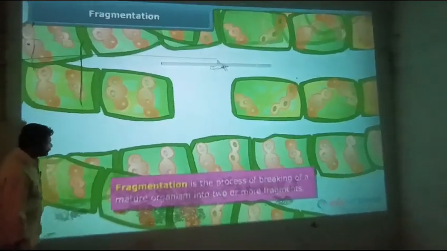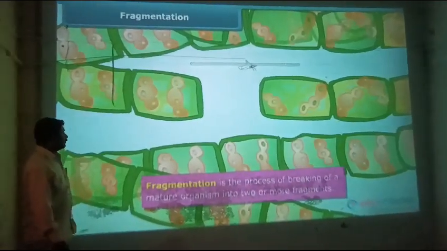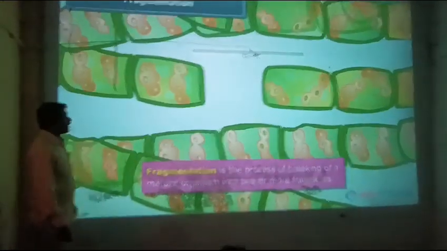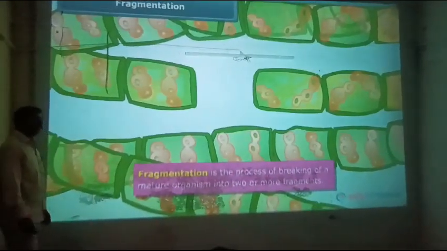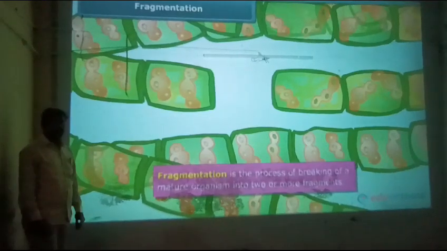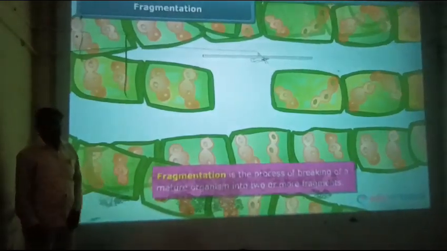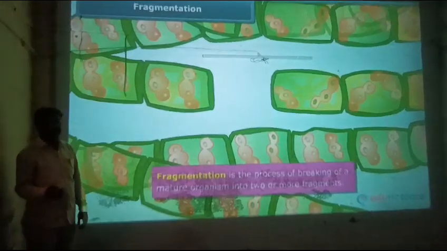Fragmentation is the process of breaking of a mature organism into 2 or more fragments. Each fragment divided into 2, and furtherly they grow by their own as individuals.